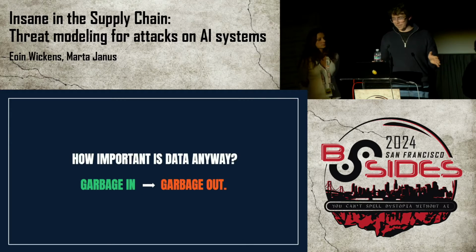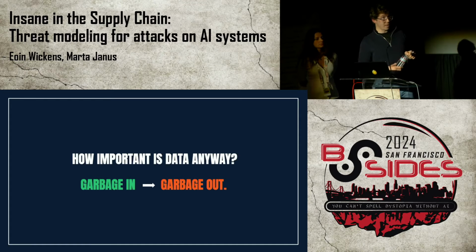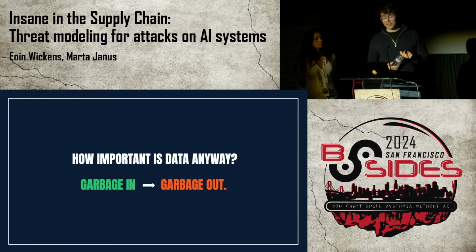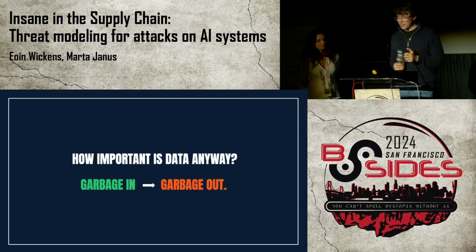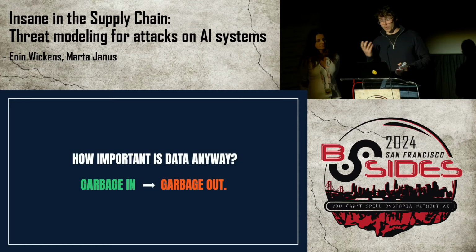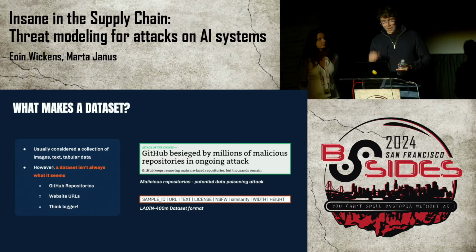So let's go back to data. How important is it? Well, like humans, models are what they eat. And if you put garbage in, you're going to get garbage out. Now, what this means ultimately is that if you feed or train a model on bad quality data, you expect bad quality results. And ultimately, models mirror what you feed them.